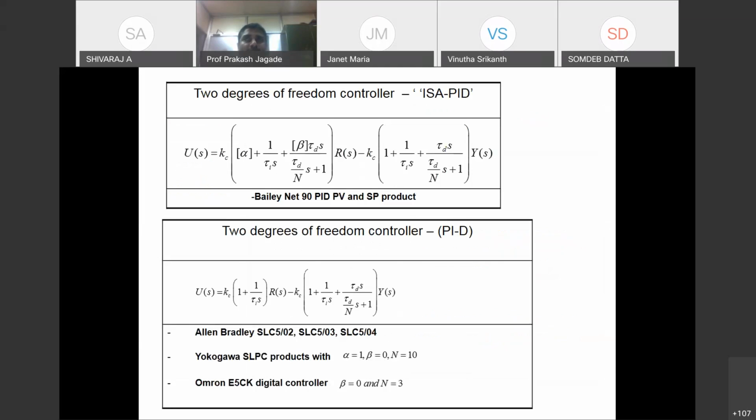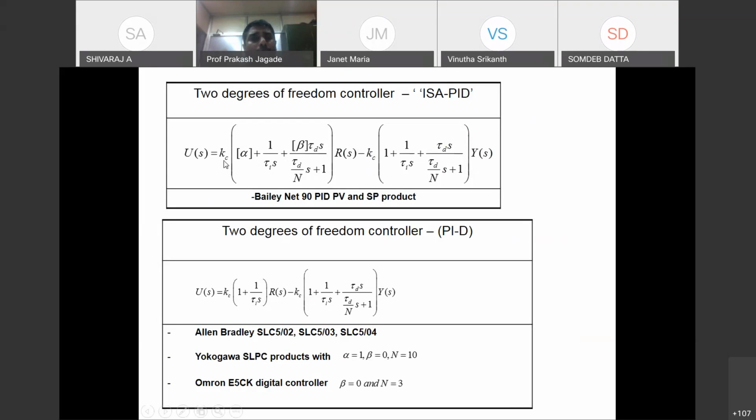Whereas the one which I'm going to discuss in this slide, with the help of this 2 degrees of freedom PID controller, you will be able to achieve both satisfactory servo performance and regulatory performance. In other words, without sacrificing load disturbance rejection performance, you can improve the servo performance. That's the power of this 2 degrees of freedom PID controller structure, and the transfer function associated with it is presented in the first table.